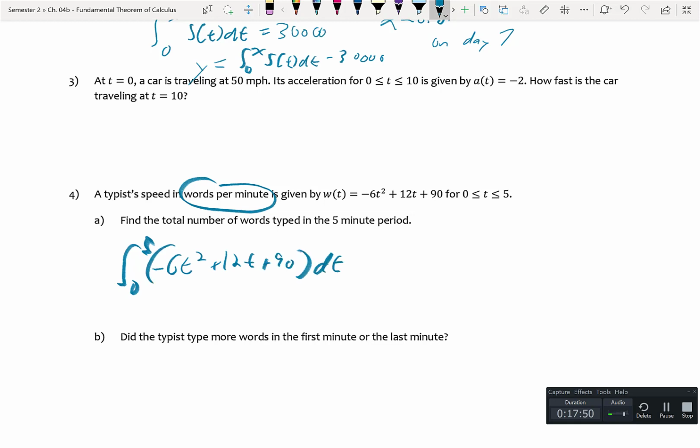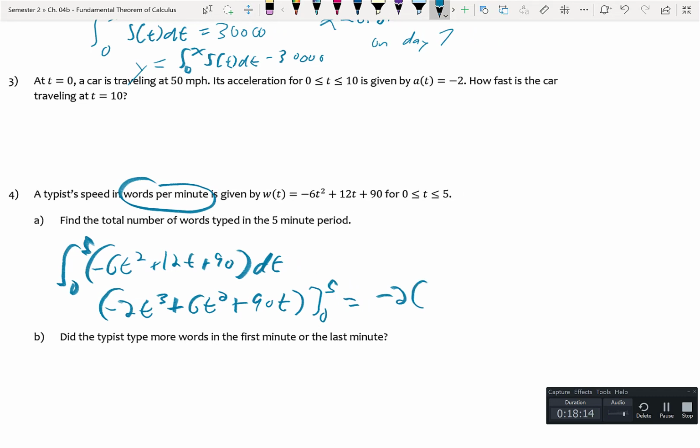There's some clues that this problem may be one that they could give you to integrate by hand, and one of the big ones is that it looks like it's a clean integral. There's not decimals and fractions in there. So let's just do this one by hand. This is negative 2t cubed plus 6t squared plus 90t evaluated from 0 to 5. So this really just becomes about plugging 5 in.